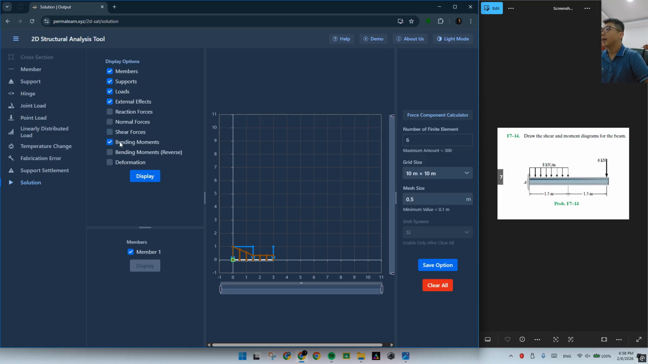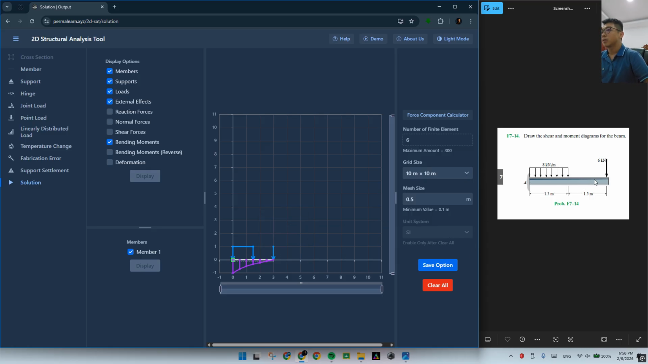For the bending moment, we can tap on the bending moment. This is the diagram of the moment. Here is the bending moment. At point A we got a bending moment of minus 25 kilonewton meter, at the end point it is 0 kilonewton meter, and at the midpoint of the beam it is minus 9 kilonewton meter.